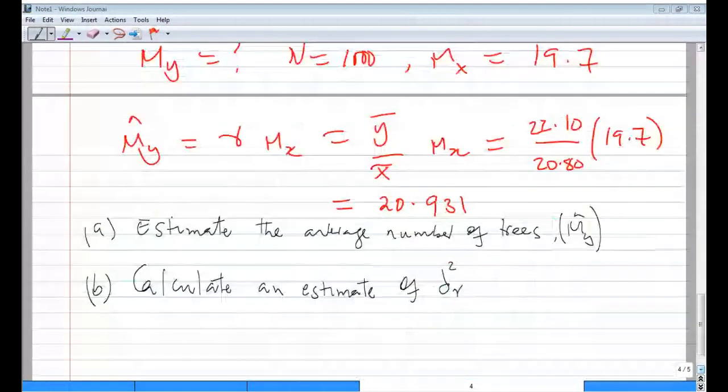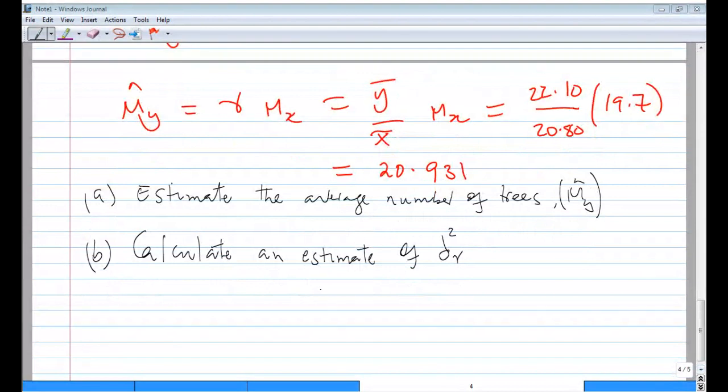Sir, I think I'm lost. Where is this 22.10 from? Oh, these two values. Do you have the lecture notes? Page 41, are you there? Page 41. Where I see, sir. Okay, thanks.